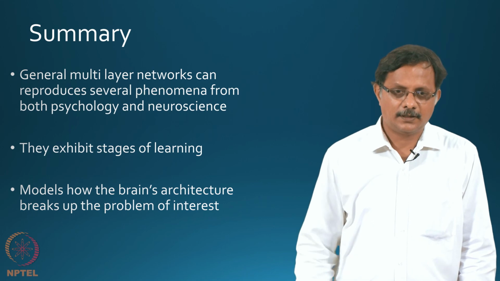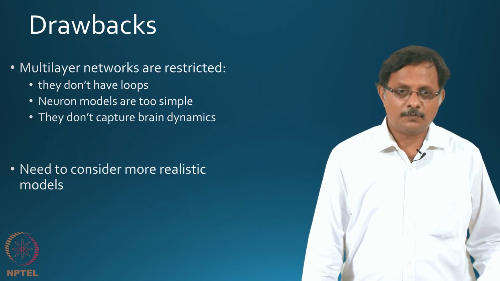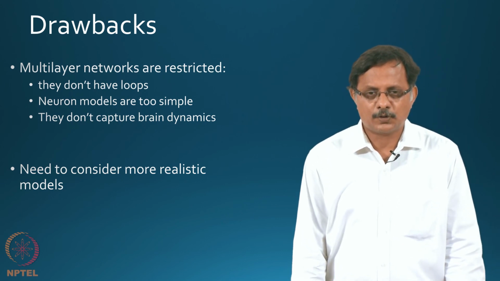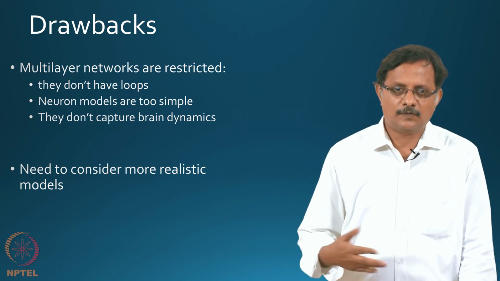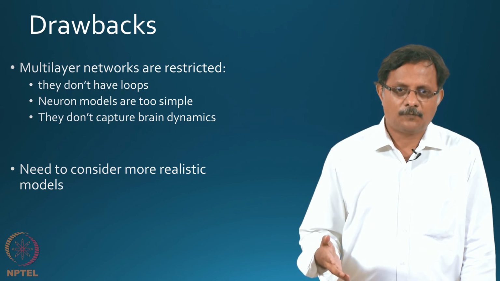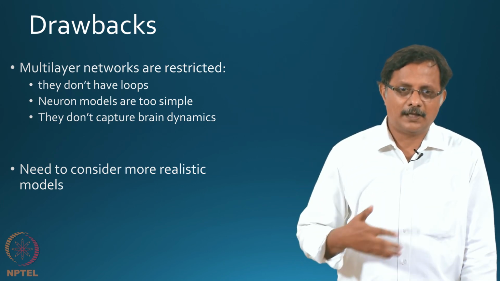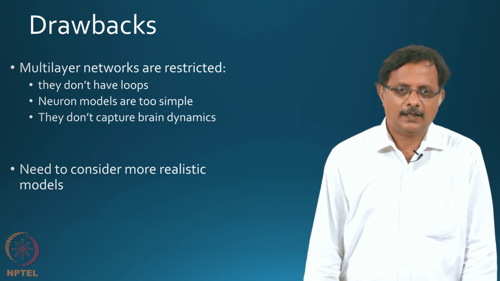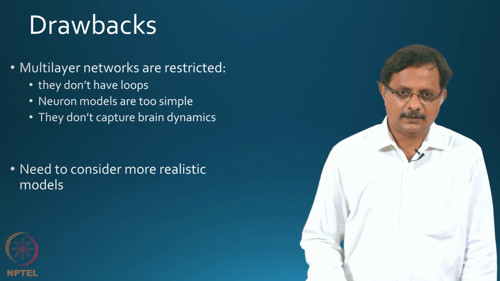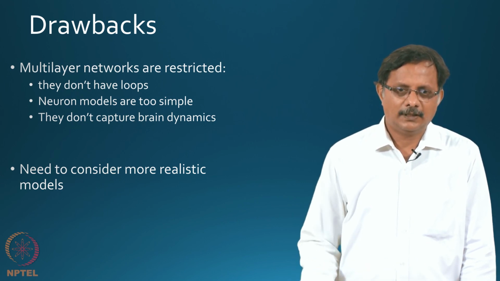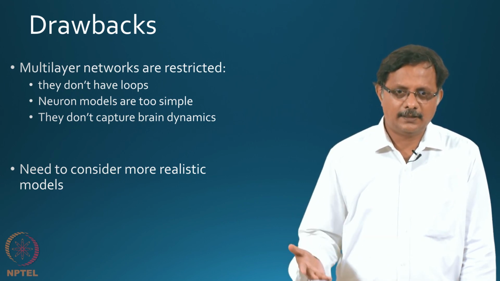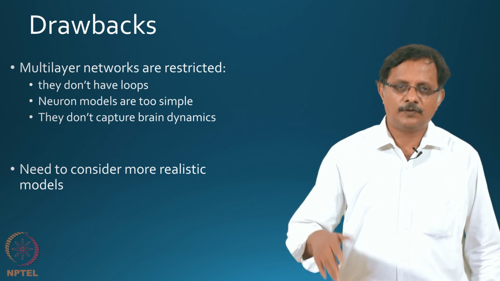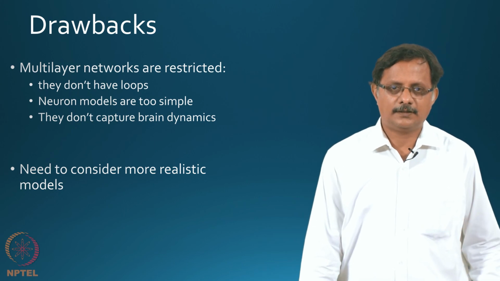But the network models that we have seen are somewhat restricted, because the real brain is obviously a lot more complicated. The models that we have seen so far are somewhat simplistic. For example, they do not have loops, whereas the real brain's connectivity has lots of loops, and so we need to incorporate that. And the neuron models that we have seen in these examples are too simple, and they do not capture the real brain's dynamics. So, we need to consider more realistic models, which is what we will do in some of the future lectures. Thank you.